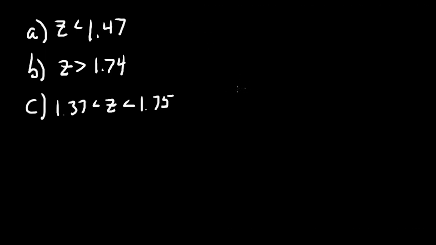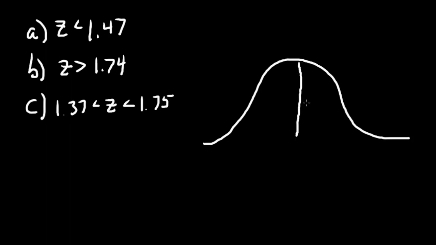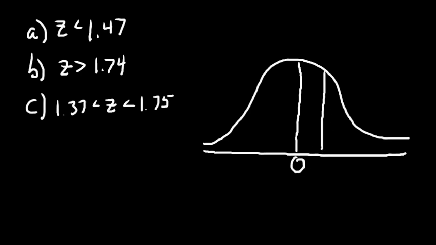So we want to find the area between 1.37 and 1.75. So let's draw our picture out here. I'm going to try to make that a little bigger than what I had before, because in this case now we have 2 z-scores. Here's 0 in the center. Here's z-score number 1. Here's z-score number 2. Now, they're both positive, so we're putting them both on the right-hand side.